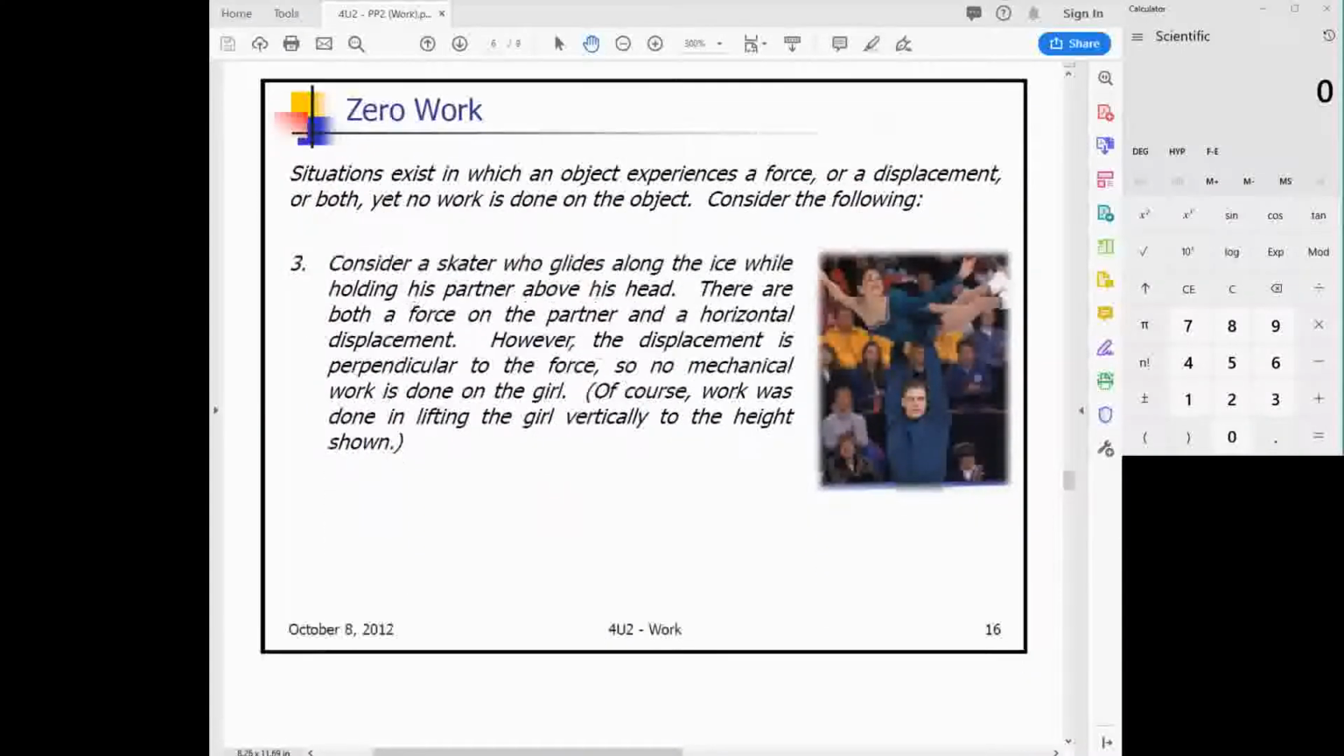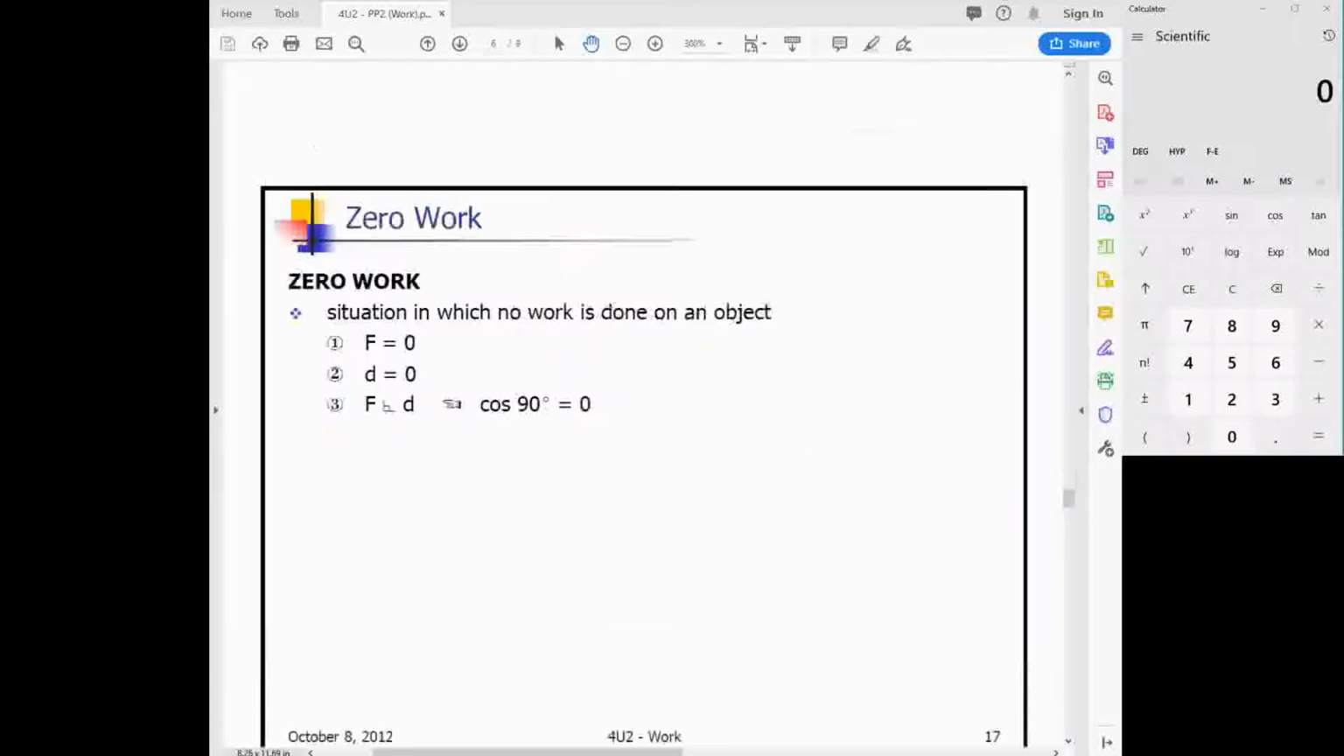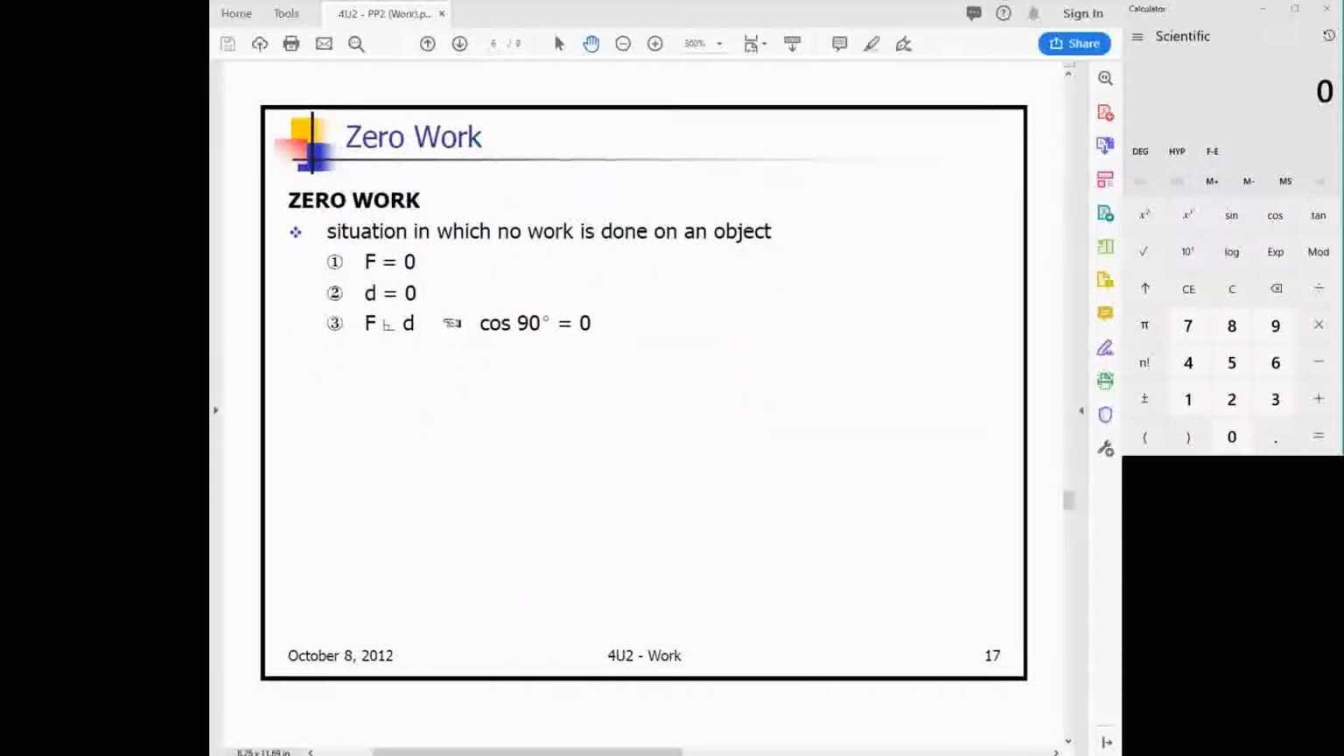In another situation, we could have movement, but the movement could be perpendicular to the force applied. Here's a skater, and he's holding another skater up. He's applying a force up, and he's skating horizontally. The work done by his muscles pulling up on the skater is zero, because it's perpendicular to the motion. The positive work would be by his feet on his skates. So here's our situation where we have zero work. Please copy this down. It happens when the force is zero, when the displacement is zero, or when the force and displacement are perpendicular to each other.